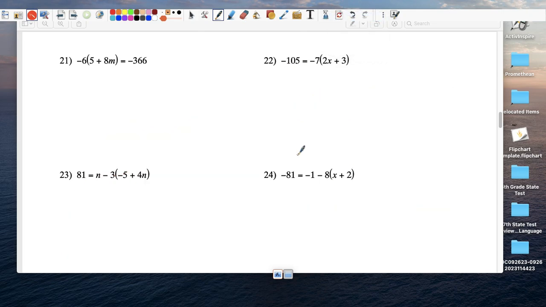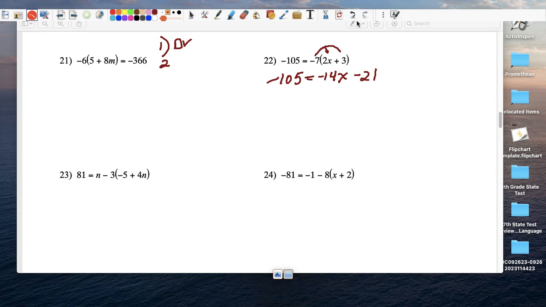Who had this assignment? Let me work it out. So for this first equation, we have negative 105 equals, and we do the distributive property, negative 14x, and then negative 7 times 3 is negative 21, right? Sorry, I forgot. First, distributive property, we just did.